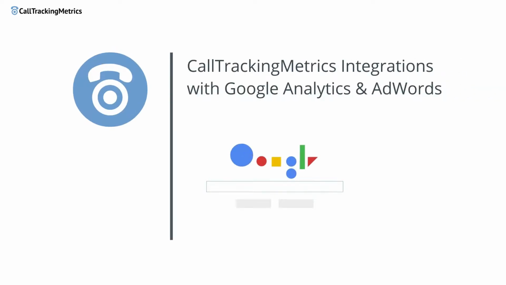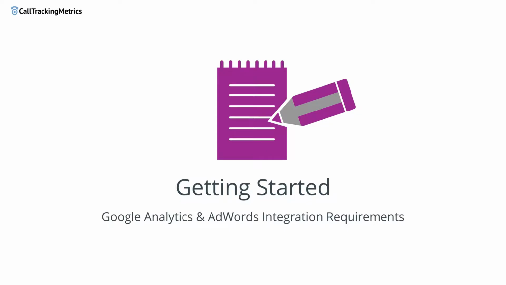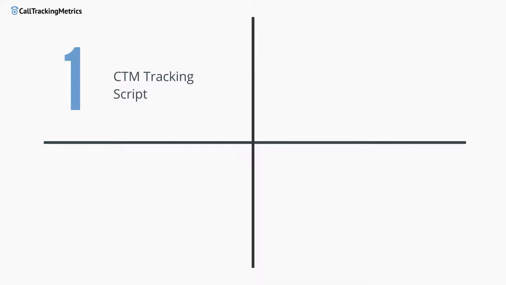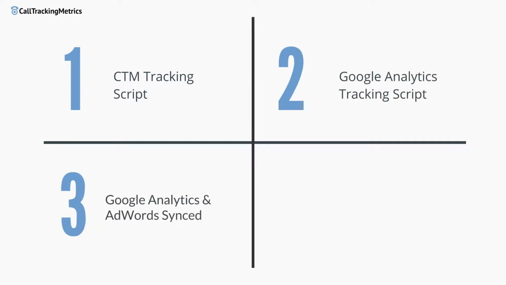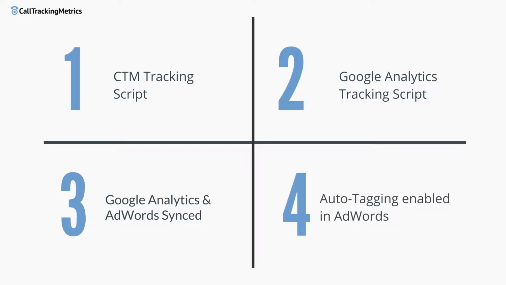Welcome to CallTrackingMetrics training video. In this workshop, we're going to be covering the setup of CallTrackingMetrics integration with Google Analytics and AdWords. Before you begin, you must have user access to Google Analytics, admin access to CallTrackingMetrics. You must be using the same email address to log into both systems. The CallTrackingMetrics tracking script should be installed on your website. The Google Analytics tracking script should also be installed on your website. Google Analytics and Google AdWords should be synced and communicating. Lastly, auto-tagging needs to be enabled in AdWords.